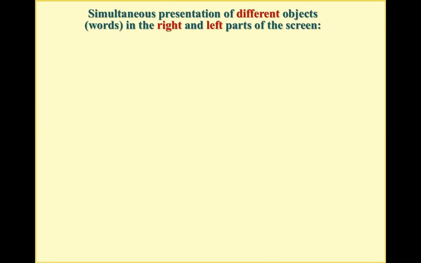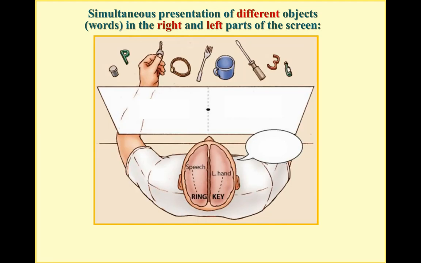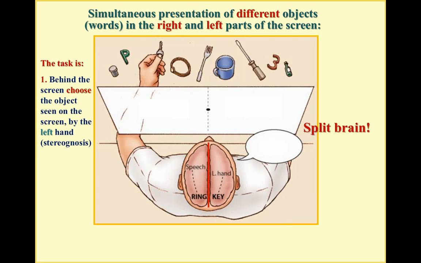Now let's observe one more set of experiments, in which the right and left parts of the screen gave different information: simultaneous presentation of different objects or different words in the right and left parts of the screen. Split brain, not normal; the two hemispheres are not communicating. Before showing the images or words, in our case words, the patient was asked to find the object hidden behind the screen by stereognosis, to choose the same object that was shown, and then name this object that was shown on the screen.